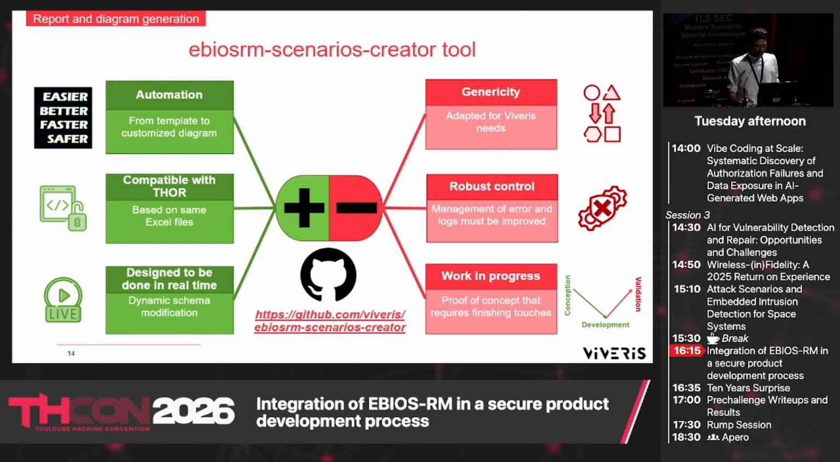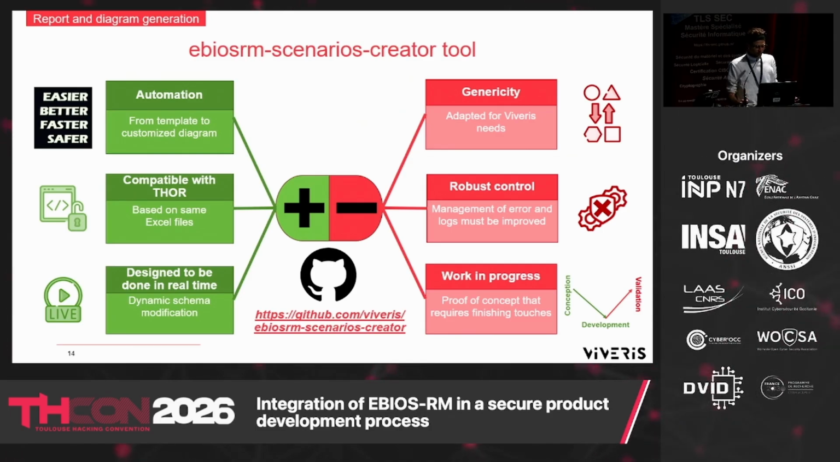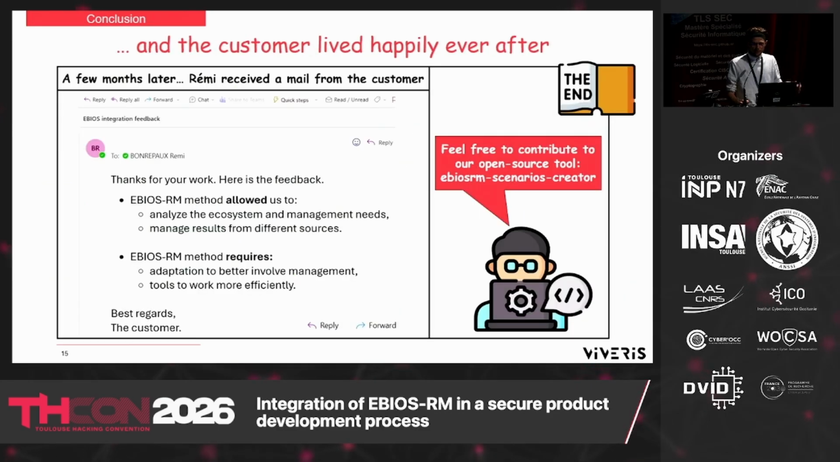But there are also limitations. First, it's not generic. Sometimes it's hard-coded to work for Viveris needs. We have to manage errors and logs better. And it's still a proof of concept. To conclude, it's work in progress. So what is the end of our story? A few months later, customers sent us an email to provide feedback.